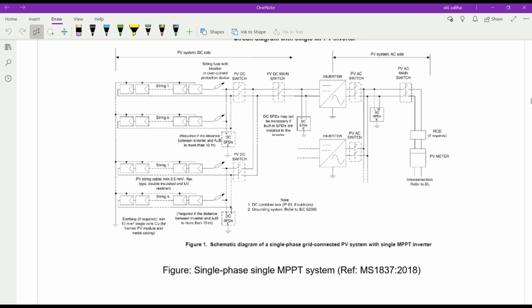So for the DC combiner, you need to use IP65 if this DC combiner is installed outdoor. For the grounding system, you need to refer to IEC standard 62305. Okay. So this is the schematic diagram of single phase grid connected with a single MPPT inverter. This plot diagram, you can get from the Malaysia standard 1837 version 2018. So this is the latest one.